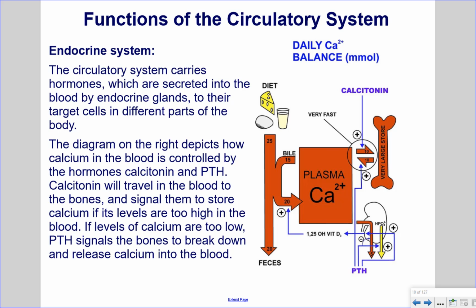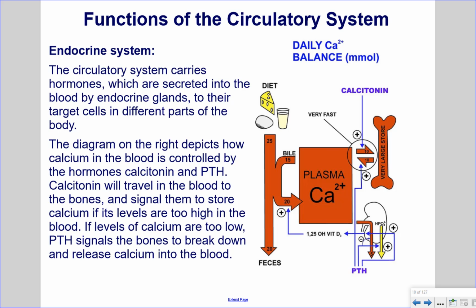Functions of the circulatory system. The endocrine system. The circulatory system carries hormones, which are secreted into the blood by endocrine glands, to their target cells in different parts of the body. The diagram on the right depicts how calcium in the blood is controlled by the hormones calcitonin and PTH.